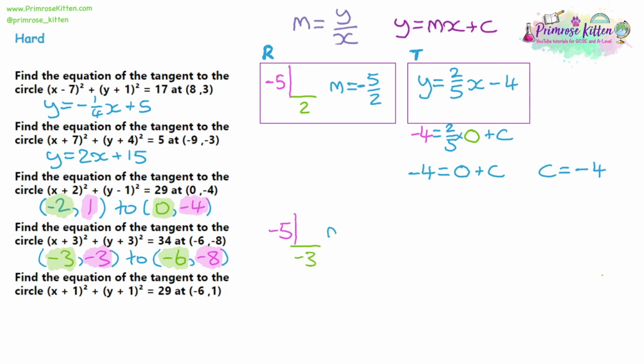That means the gradient is going to be y over x, 5 over 3. And they're both negative, so they'll cancel out and give us a positive number. We have a positive gradient. And let's label it. That is for the radius.